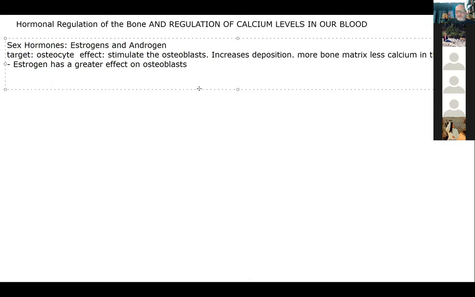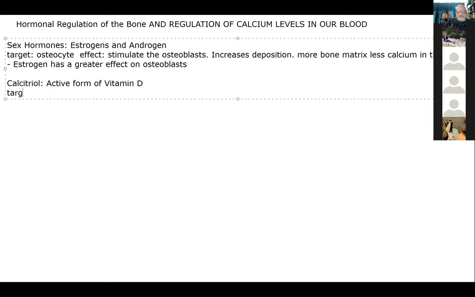The other hormone we just finished talking about was calcitriol. Calcitriol, remember, as we talked about, is the active form of vitamin D. What did we say it targeted again? The digestive system. Digestive system, excellent. And what was the effect of that? To absorb calcium? No, absolutely right. It increases absorption of calcium. Excellent. From the digestive system. Now, of course, what is the direct influence of that going to be?